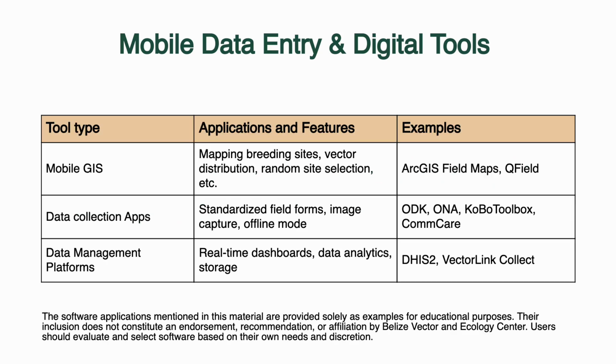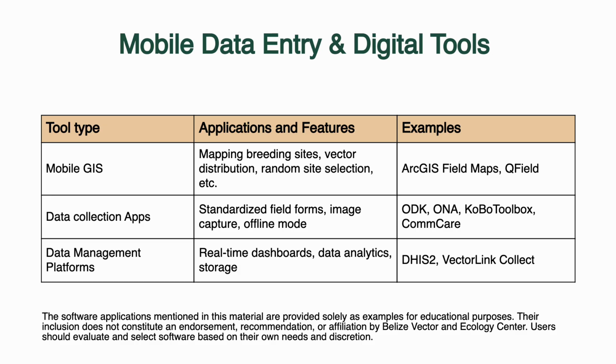In this unit, we examine three main tools. Those are Mobile Graphic Interface System, Data Collection App, and Data Management Software. GIS tools can help researchers map areas of interest, such as breeding sites, collection sites, or areas for random site selection. Some of the more common GIS software are ArcGIS Field Maps and QField.